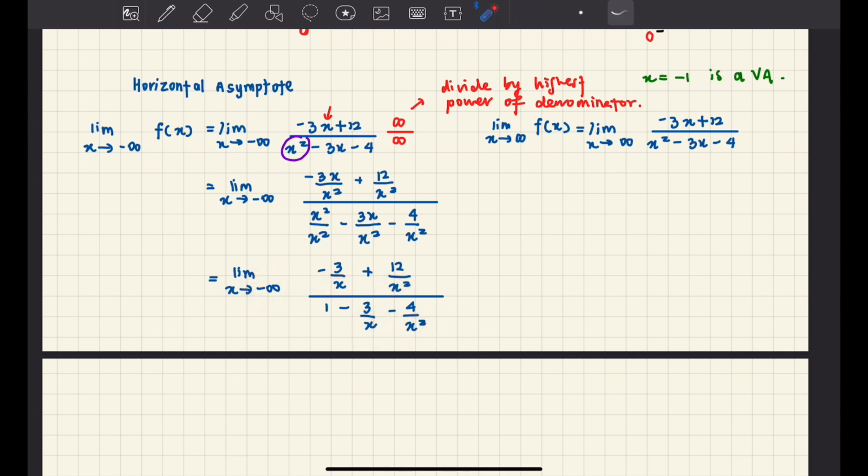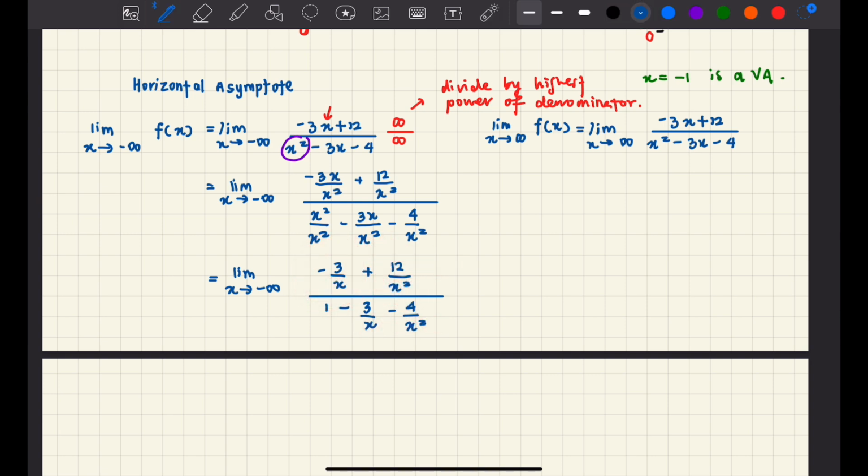Remember, you cannot write negative infinity in your calculation, so don't substitute infinity like this. What you can do is just give the answer when you divide a number by infinity. When we have a constant divided by infinity, we get 0. This one as well will be 0, and everything divided by infinity will be 0.